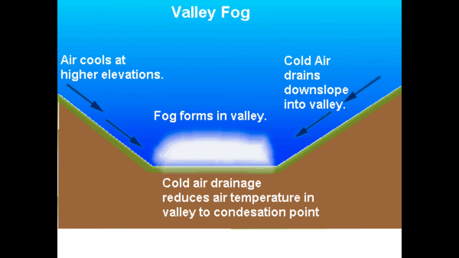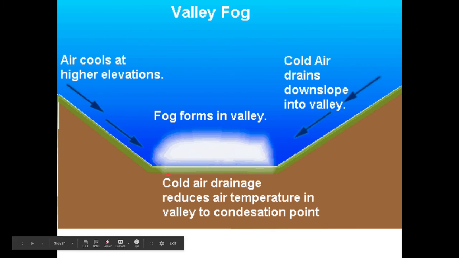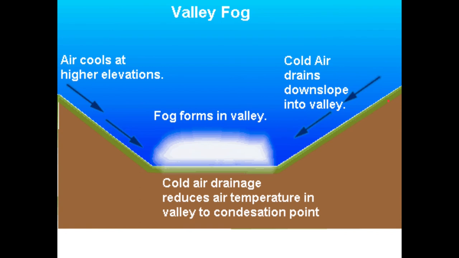Valley fog we get in Sacramento because we live in a valley. So what happens is the slopes of the Sierras get cold. The air next to them gets cold. So the cold, dense air flows downhill into the valley where it chills the air that is there, making fog.